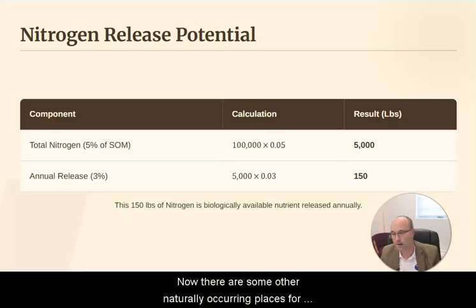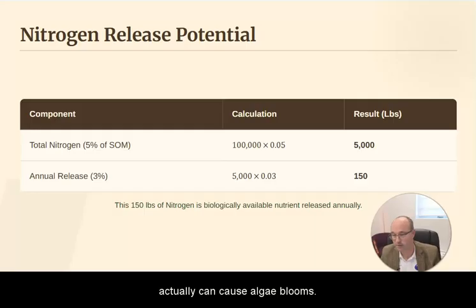There are some other naturally occurring sources of nitrogen. You can get a little bit of nitrogen out of lightning, for example. And of course, there's runoff, so soil nutrients can be moved from place to place. Sometimes when it's excessive amounts, it can actually cause algae blooms, and that can happen as well.